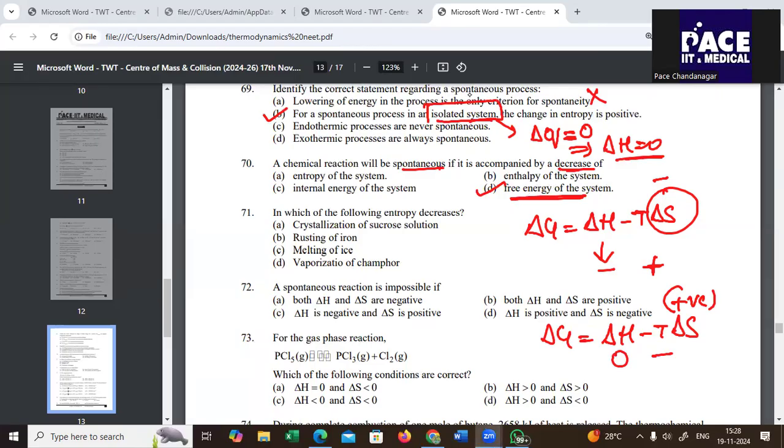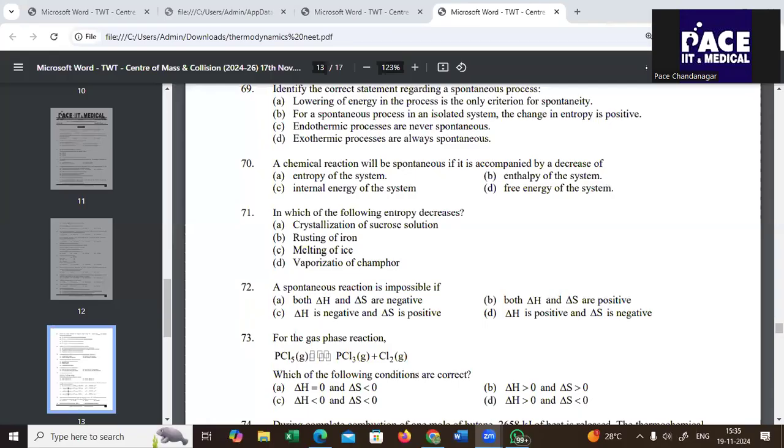All right. Moving on with the next question. Question number 69. Identify the correct statement regarding the spontaneous process. Whenever you see spontaneous or non-spontaneous, just go for this formula: delta G is equal to delta H minus T delta S. Lowering of energy in the process is the only criterion for the spontaneity. It is not the only criterion for a spontaneous process. This we just have discussed. Sorry, question number 70. Next, a chemical reaction will be spontaneous if it is accompanied by a decrease of free energy. This also we have discussed.